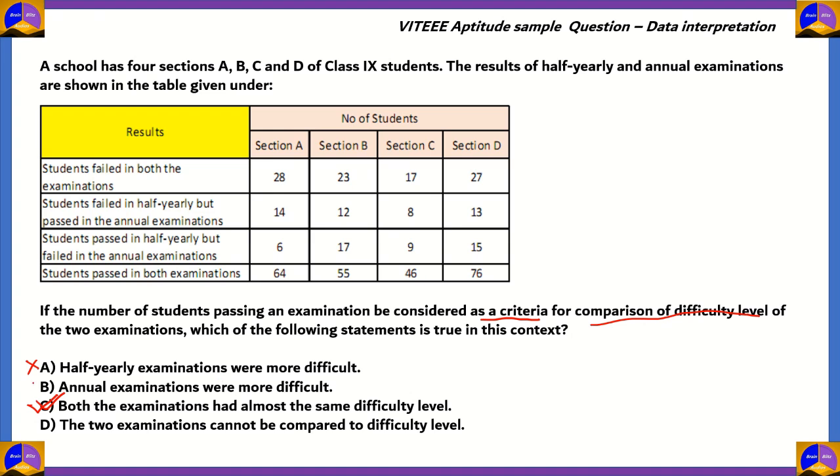If you look at option B, it says annual exams were more difficult, but then again, the number of students who passed both the exams were equal. So again, this conclusion is also wrong. And finally, it says the two exams cannot be compared to the difficulty level. This statement is downright incorrect, because the question itself gave us the criteria that the number of students passing an exam can be used for comparing the difficulty level of that exam. So therefore, option C, both exams had almost the same difficulty level, is the correct answer for this question on data interpretation.